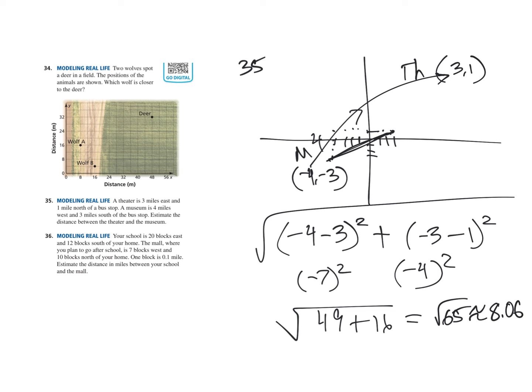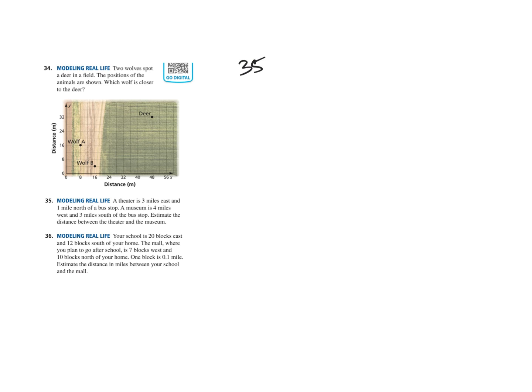All right, number 36. Your school is 20 blocks east. So that's your x value, 20 blocks east. And 12 blocks south. South is -12. So that is your school in relation to your home. The mall where you plan to go after school is 7 blocks west. That's negative. West is negative. And 10 blocks north. That's positive. 1 block is 0.1 miles. Estimate the distance in miles between your school and the mall.